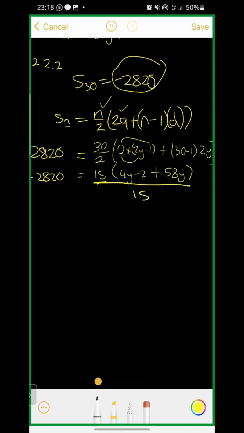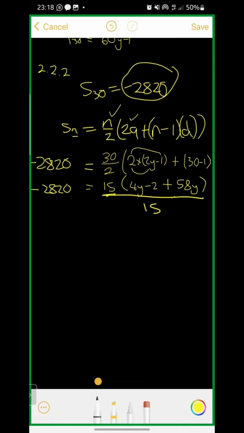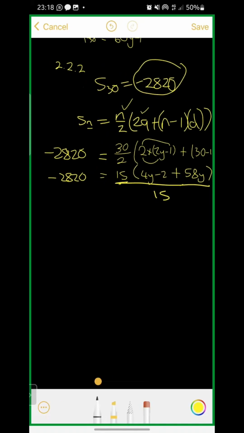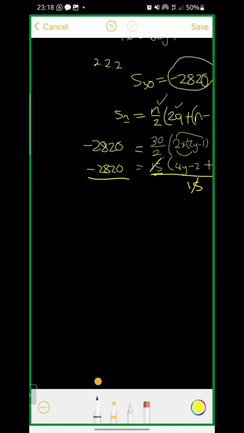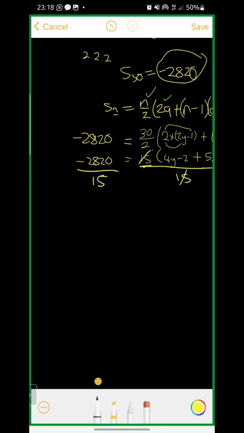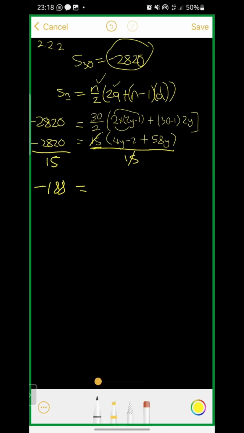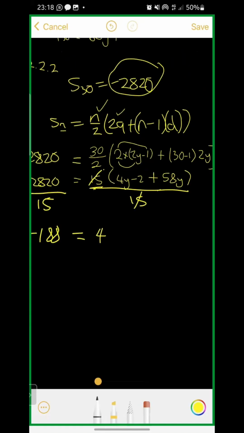The reason it's legal for us to cancel, even though there are pluses and minuses in the bracket, is that this simply means 15 times, so this is one term. Then we can just cancel out this 15, and what we do on the left, we do on the right. That is negative 188. I got that, what do you guys get? Same.